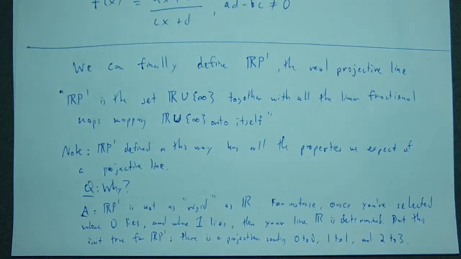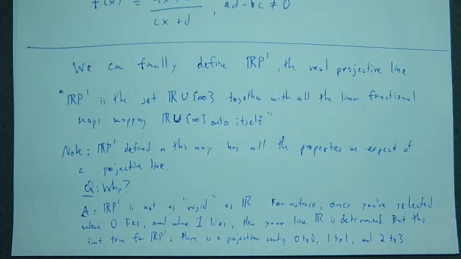these linear fractional maps are key invariants of this space RP1. They are the things that we'll see help really tie together the geometry of RP1. And so these things are playing the role of the isometries in the case of R2, for instance. Okay.